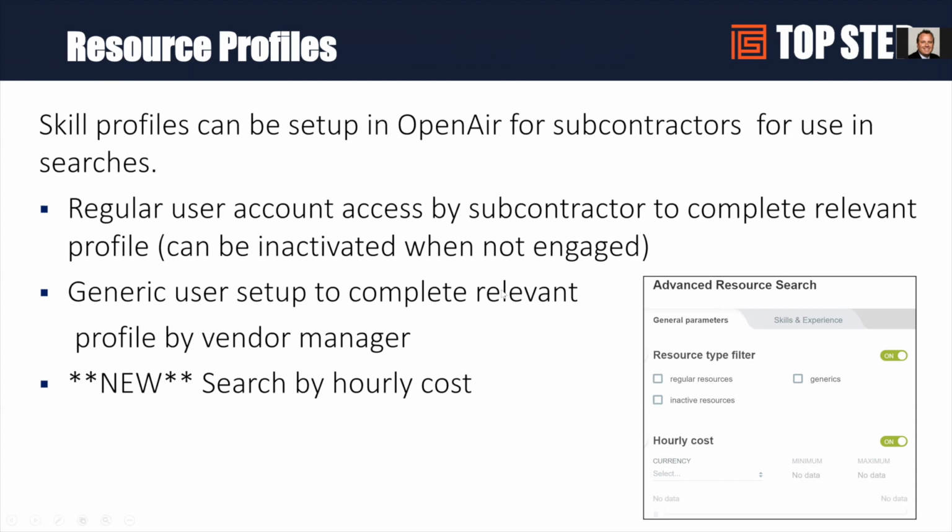As well, in the latest release, they've added a new search parameter. If you don't see it, it should have been auto-enabled in everyone's account, and it allows you to search by hourly cost. So if you're looking for a particular contractor or type of contractor, and you want to say, I'm looking for someone in the X low to X high range, searching by hourly cost is now another parameter which resource profiles can be used for.